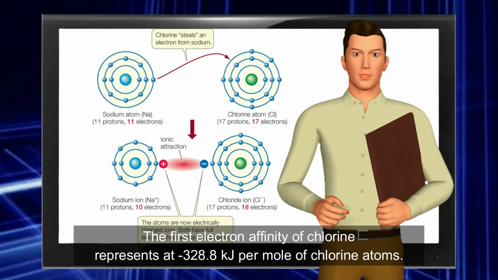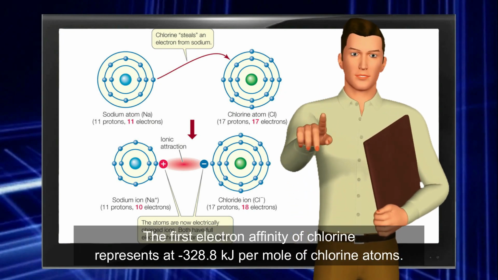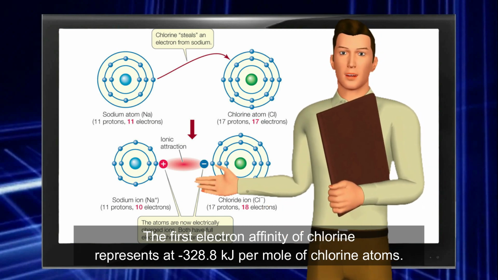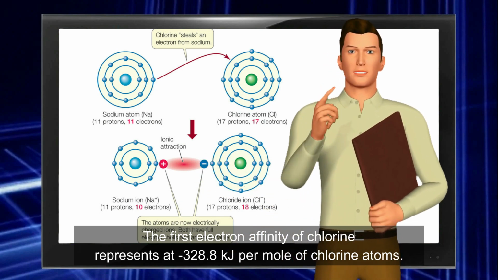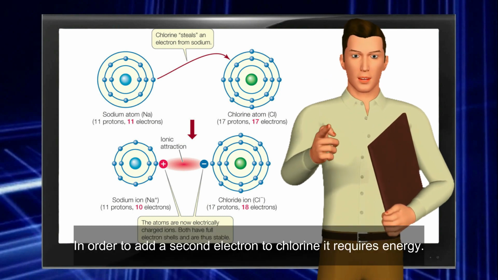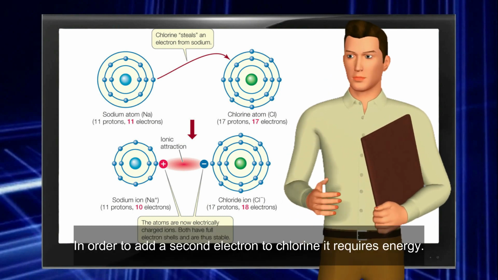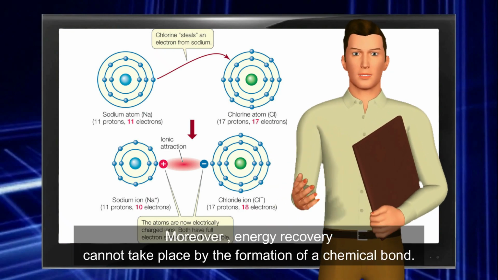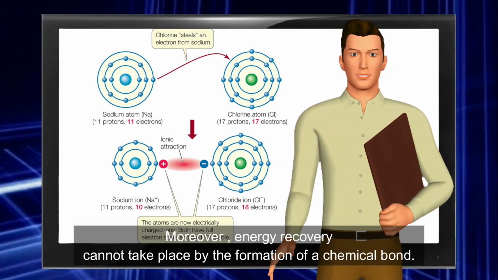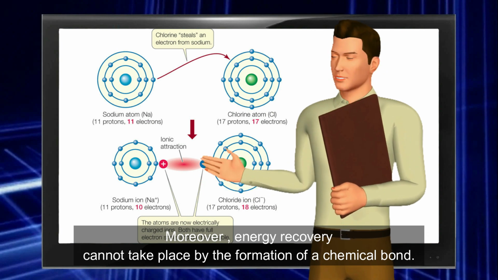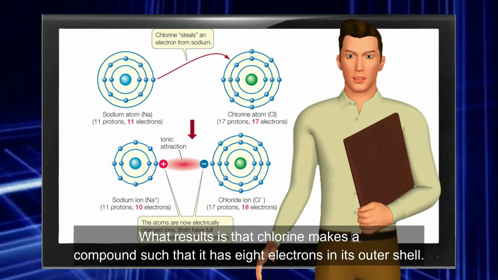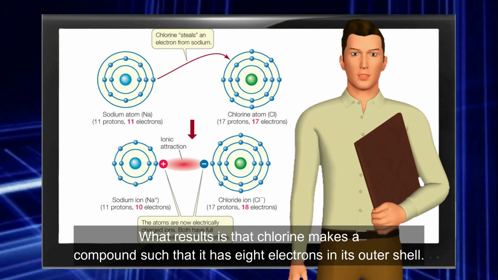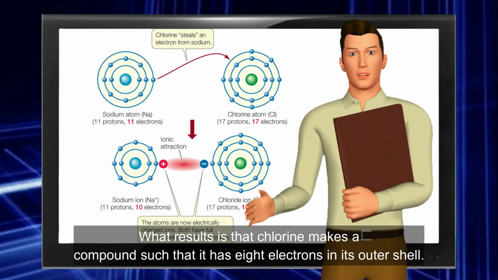The first electron affinity of chlorine is -328.8 kJ per mole of chlorine atoms. In order to add a second electron to chlorine, it requires energy. Moreover, energy recovery cannot take place by the formation of a chemical bond. What results is that chlorine makes a compound such that it has 8 electrons in its outer shell.